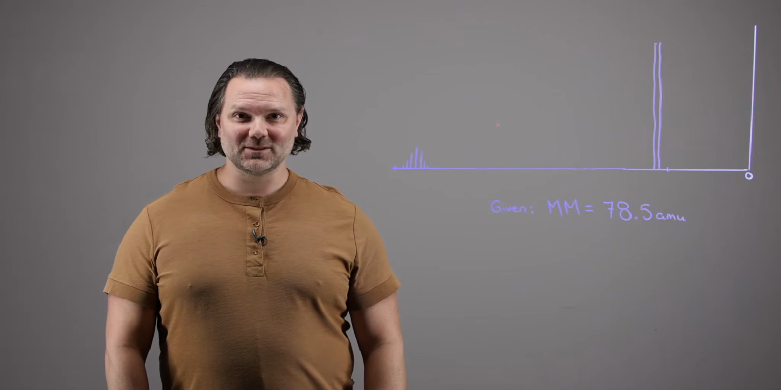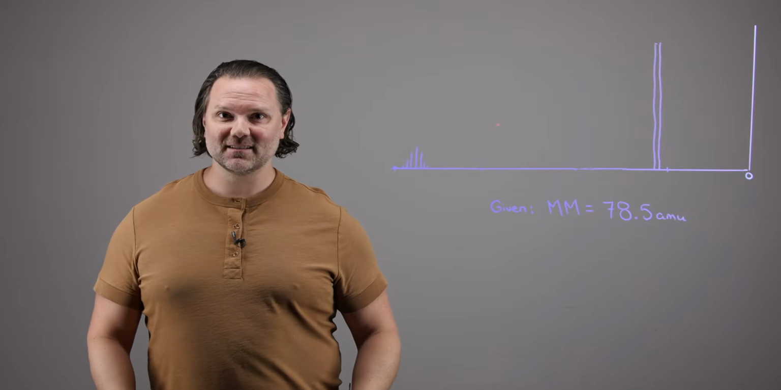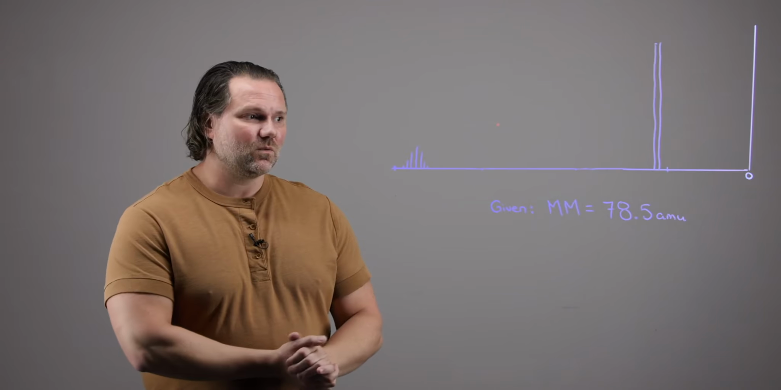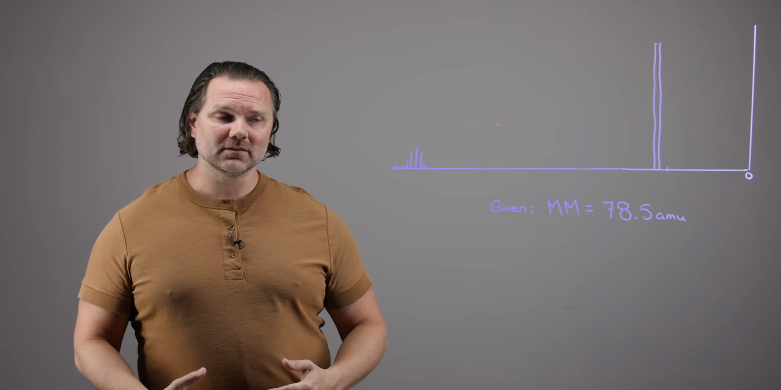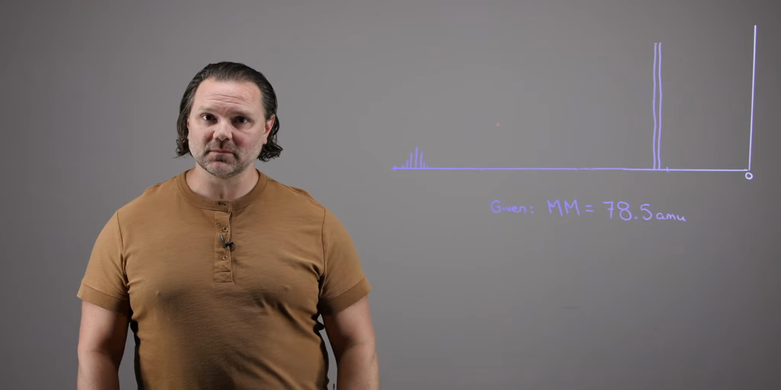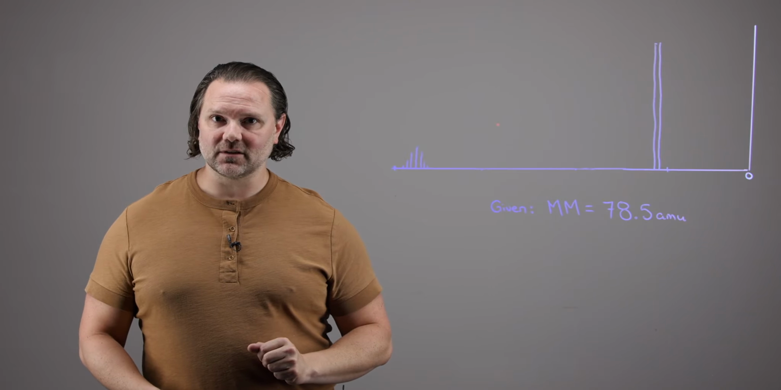I'm going to let you in on a secret. This is my favorite part of the course, nuclear magnetic spectroscopy. What we're going to do is identify the unknown compound using only an NMR spectrum, a proton NMR spectrum, and we've been given the molecular mass of our compound.